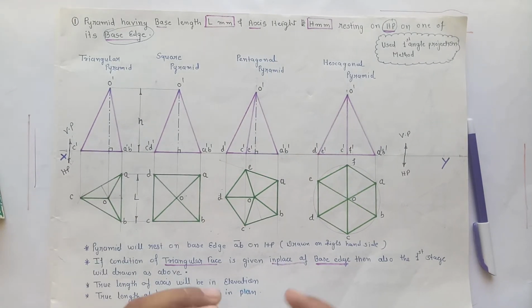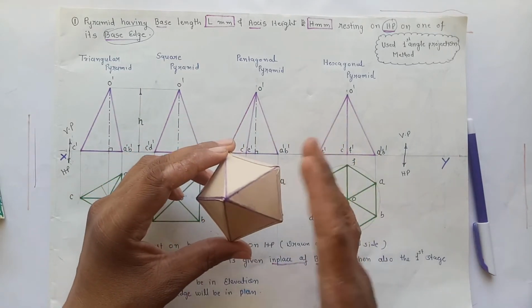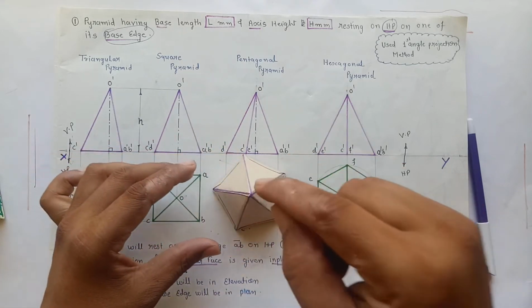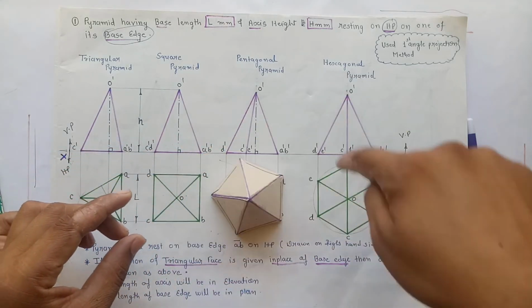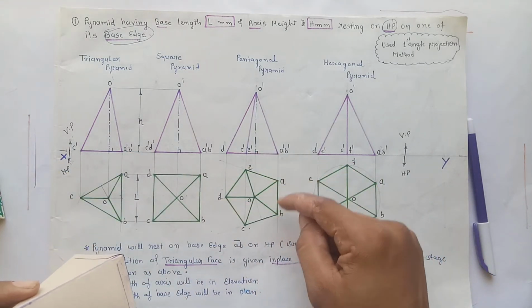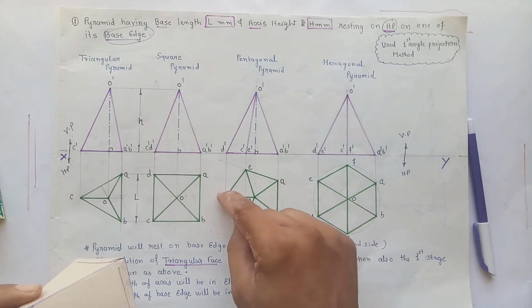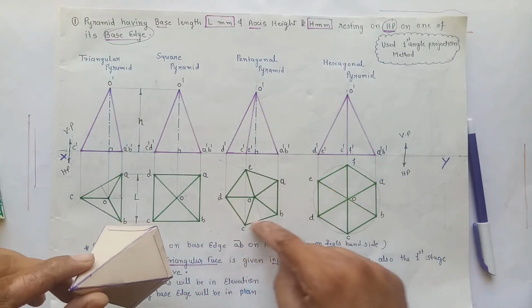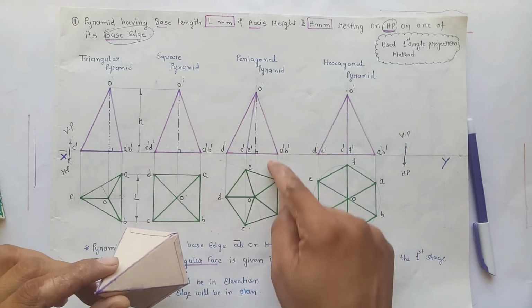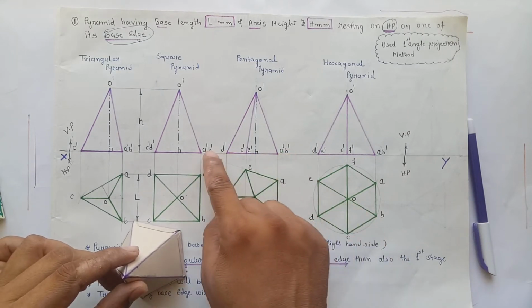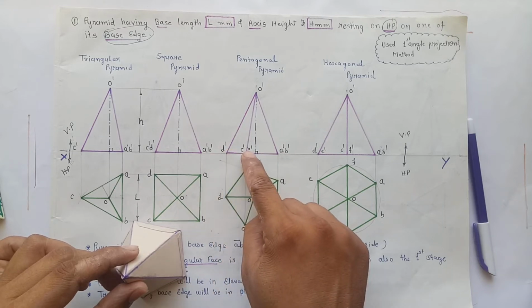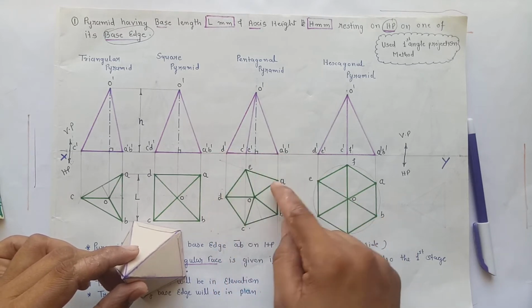Likewise, if you take the pentagonal pyramid resting on its base edge, we have to draw the base edge on the right hand side. Then we have to draw the top view of the pyramid. The top view will be a pentagon. So draw the pentagon AB, BC, CD, DE, EA. This will be the base of the pentagonal pyramid, and projecting this on the XY line, we will get the elevation of the base over here, A dash B dash, C dash D dash, E dash. So this will be the elevation of the base.